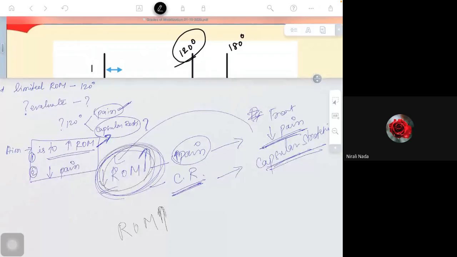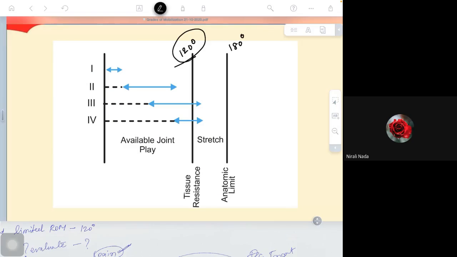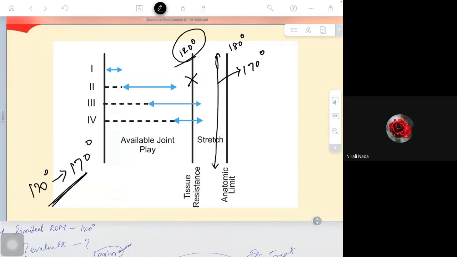That is your aim. In this diagram, what is increased range of motion? Suppose if you are drawing the line here, what does it mean? It means range of motion may be 170 degree. So you have increased 120 to 170 degrees. So this is your aim. Your aim is to move the tissue resistance line towards anatomical limit line. I think you are clear.